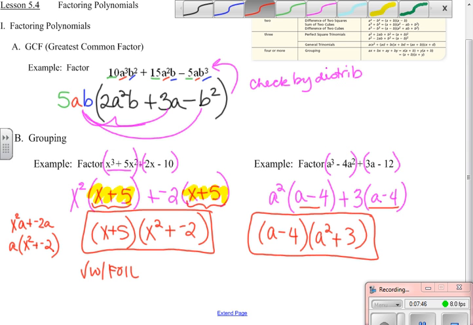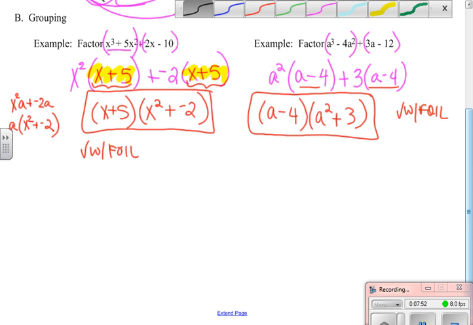Again, you can check with the FOIL. And so just real quick, I'll show you how to check it. First two terms times each other: a times a squared is a cubed. Outside terms plus 3a. Inside terms minus 4a squared. Last terms minus 12. And that's exactly what we have here, even if it's in a little bit different order. So it does work. You're undoing that operation.